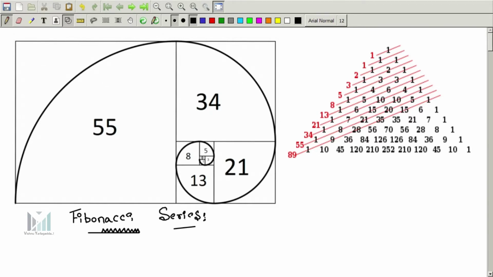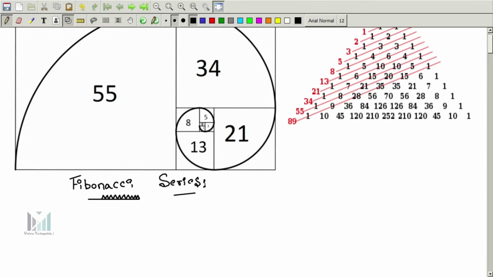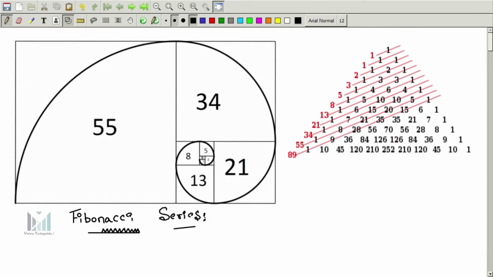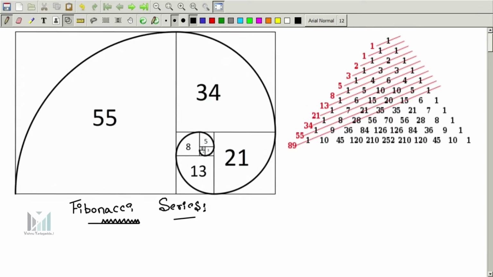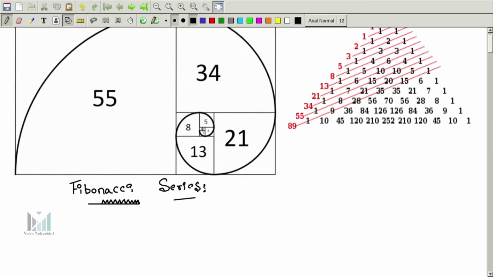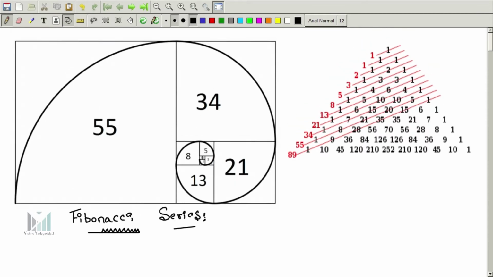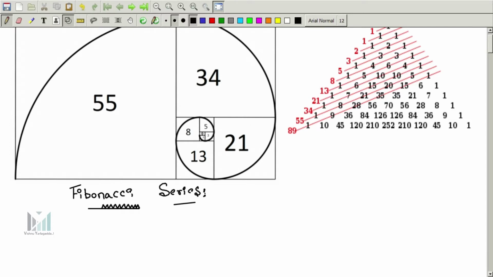Hi friends, welcome back to the course of data structures. Today I'm going to explain, since in the previous lecture I started the concept of recursion, the Fibonacci series, identifying the nth Fibonacci value using recursion.